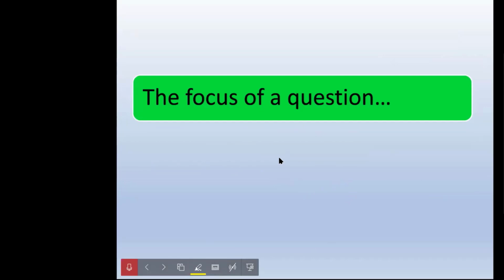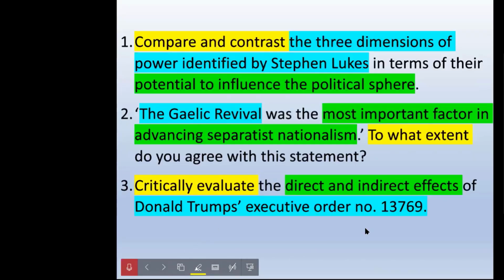But then the next one is the focus. Now the focus pinpoints the thing that makes the question more specific, and it's what I call it frames it. So although we're talking about the 3 dimensions of power, the Gaelic revival, or Donald Trump, the important bit is, in the first question, its potential to influence the political sphere. So we're only comparing and contrasting these things in the way that they influence politics. No other way. Nothing else they do is important. Nothing else is relevant.